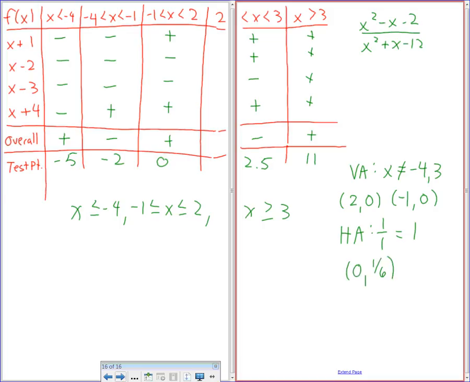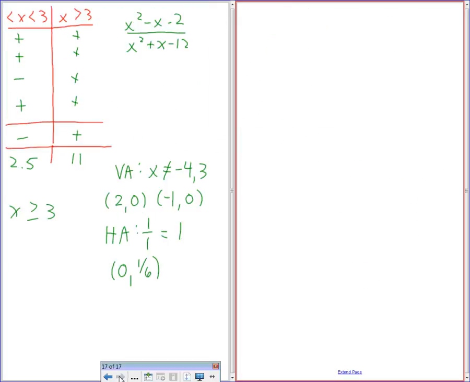Where did I get the 0 and 1/6 from? So x equals 0 in there, right? So everything cancels out. So for how this graph is going to look, it's going to be awesome.